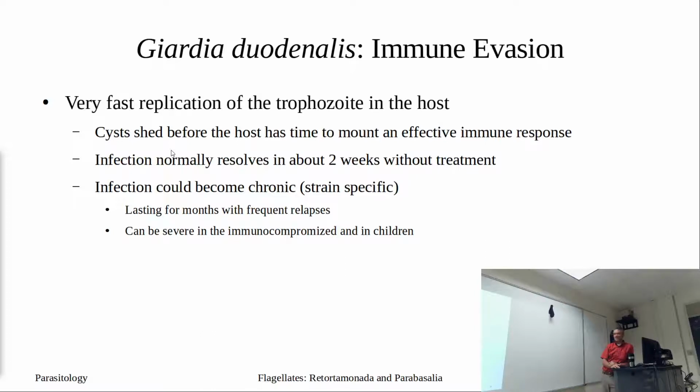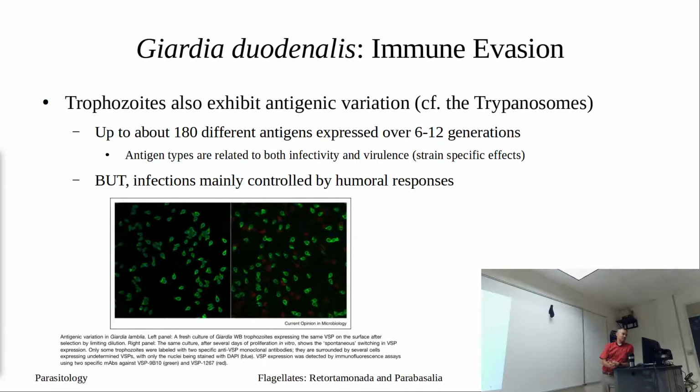Good. All right, so immune evasion was replicate as quickly as you possibly can. Host mounts an effective immune response, but trophozoites also exhibit antigenic variation. So it's somewhat similar to the trypanosomes. The process is different, but same idea is that you've changed your surface coat so that the humoral response no longer recognizes the trophozoite. Now, we have up to about 180 different antigens can be expressed over a 6 to 12 generation time period.